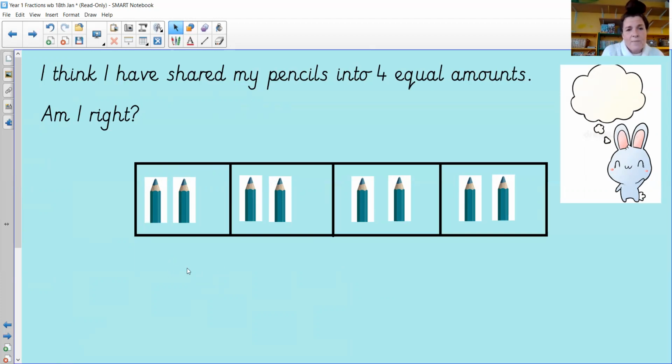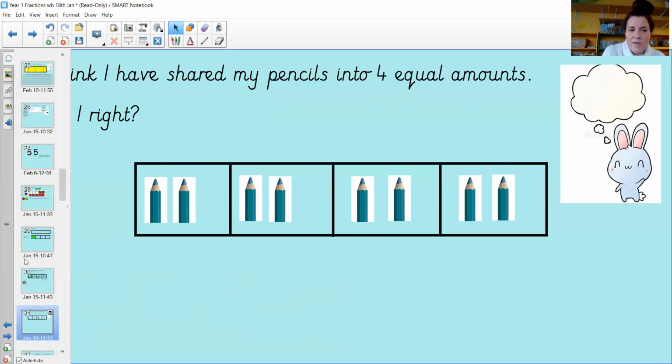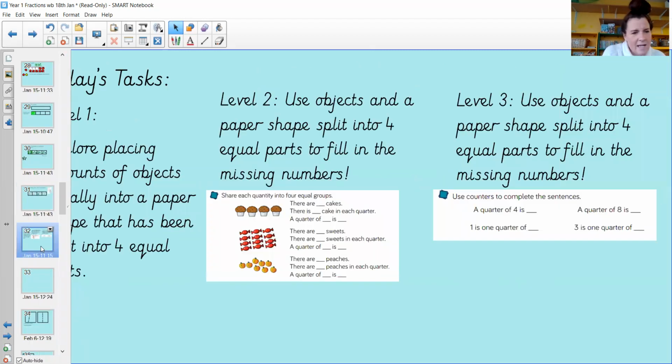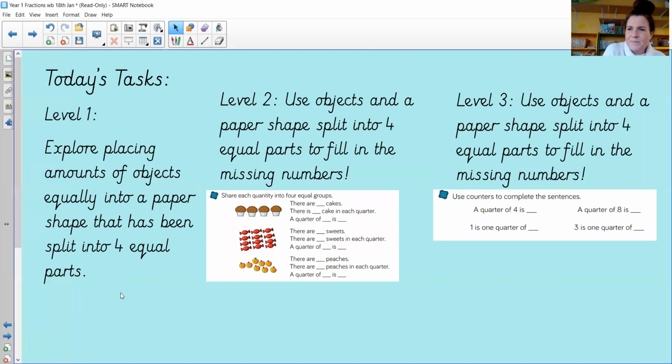Let's just check though. So I've got 2 pencils here, 2 pencils here, 2 pencils in this part, and 2 pencils in this part. I think that looks fair now. I've got 2 in each part. Also, I have 8 pencils altogether, and I now have 2 in each part. So I can now say 1/4 of 8 is 2. Okay, I've got equal amounts there. Thank you for helping me think that one over. Don't know what I was thinking there. I got that one really wrong, didn't I?